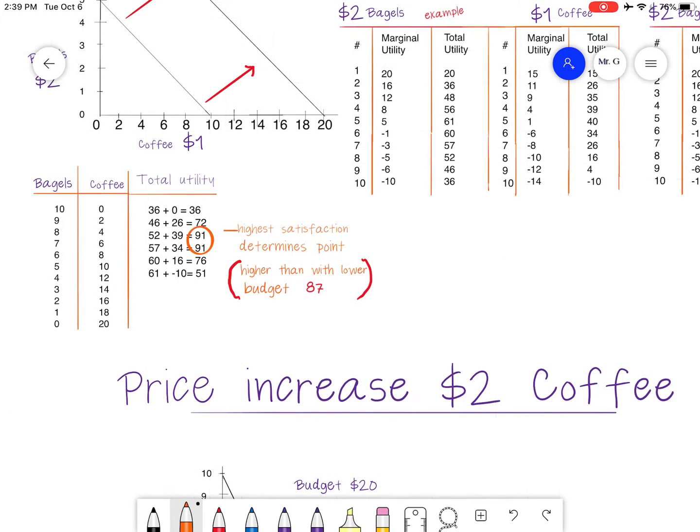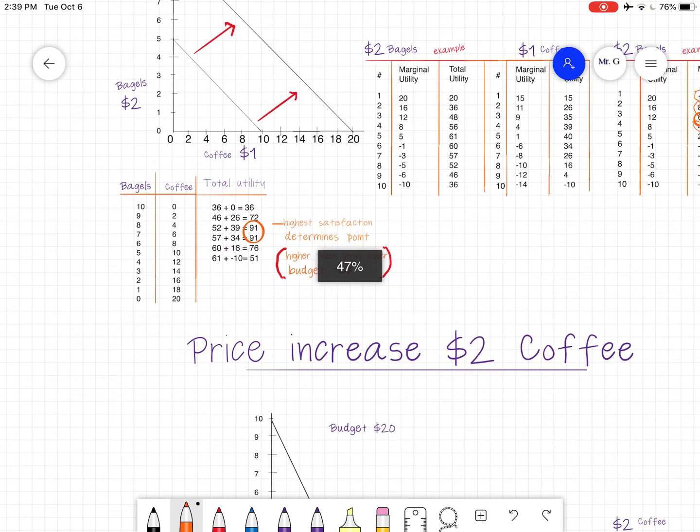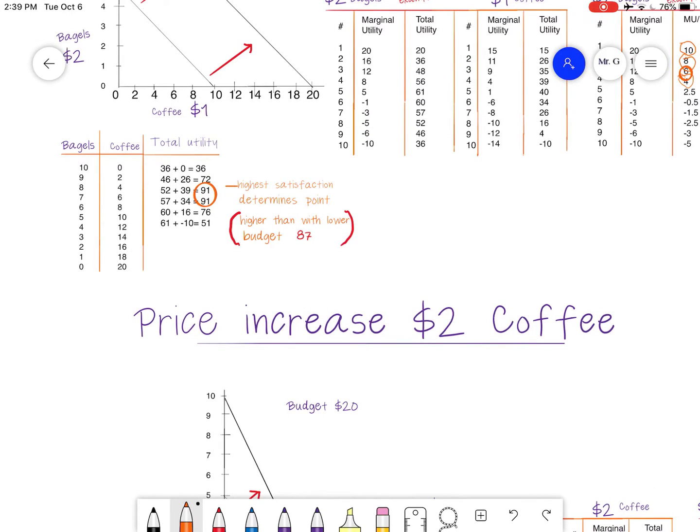So you can see essentially the result is we have a higher level of total satisfaction, and we have a different combination that we would choose. So our choices changed based upon the idea that we earn more money. We can essentially buy more. And we know this to already be true.